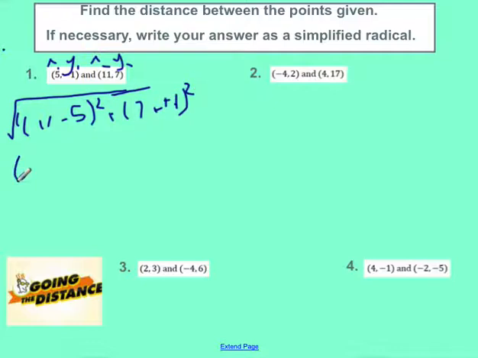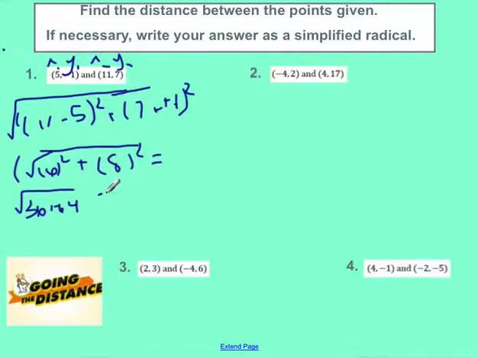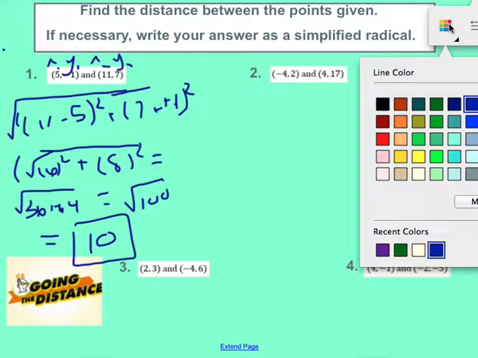So 11 minus 5 is 6. So I have 6 squared plus 7 plus 1 is 8 squared. So I have the square root of 6 squared plus 8 squared, which ends up being the square root of 36 plus 64, which is the square root of 100. And I know that the square root of 100 is a whole number, and that is 10. So the distance between those 2 points is 10 units. Let's take a look at number 2.